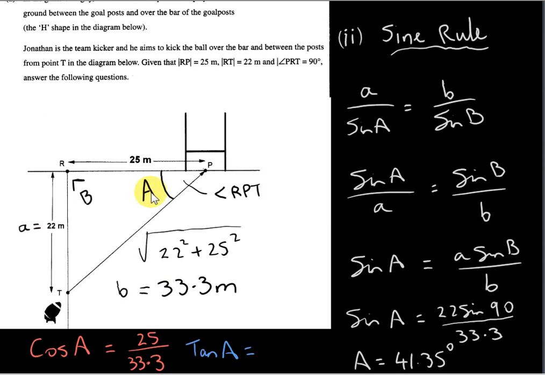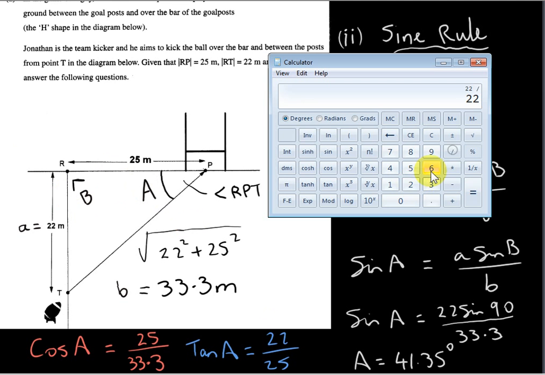We could also consider the tan of angle A. That's the side opposite A. Now the side opposite A is 22 meters, divided by the adjacent, which is 25. So I'll just show you that. 22 divided by 25 is 0.88. We get the inverse tan of that, and again we get 41.35.